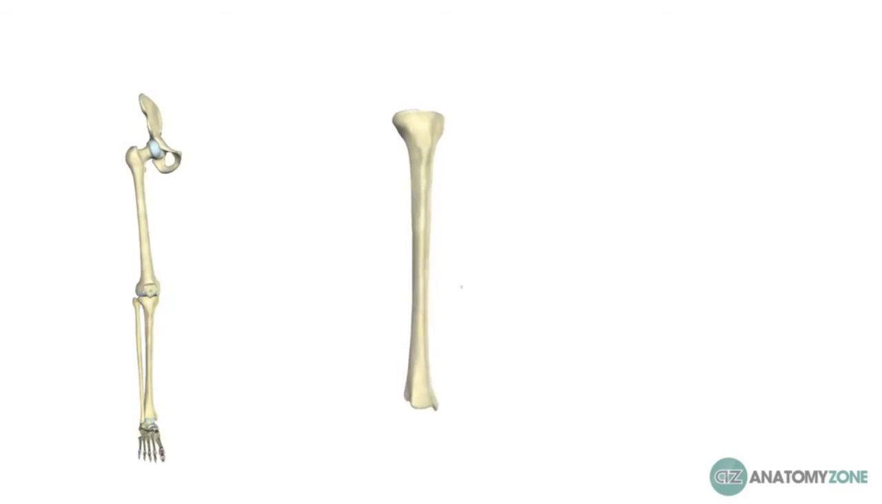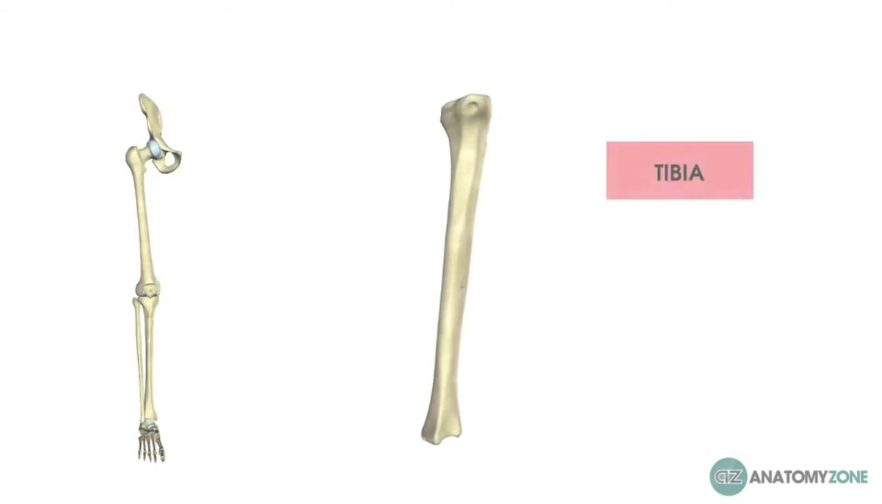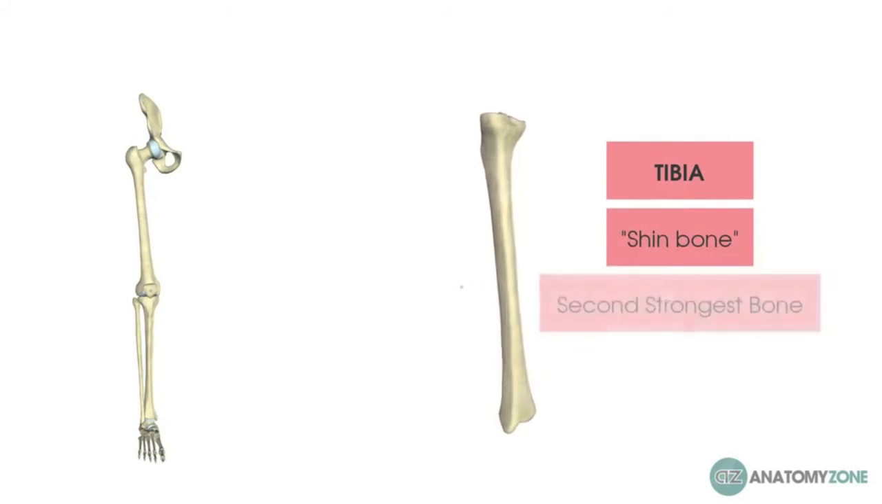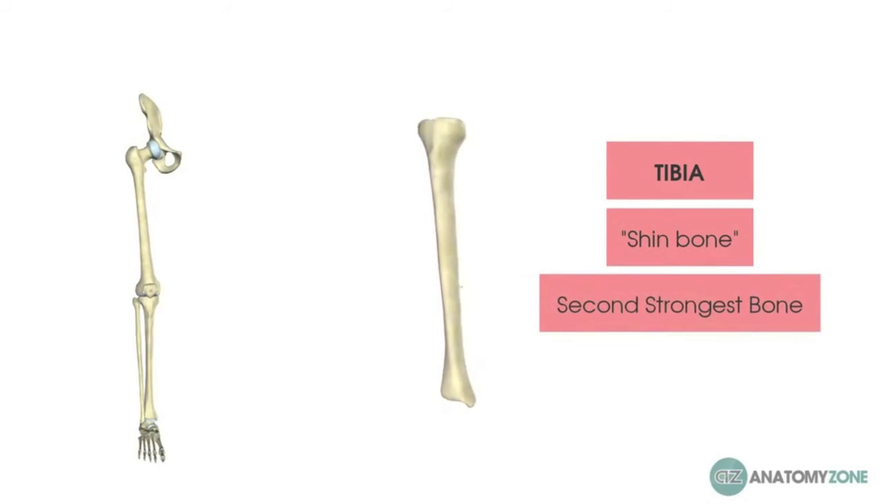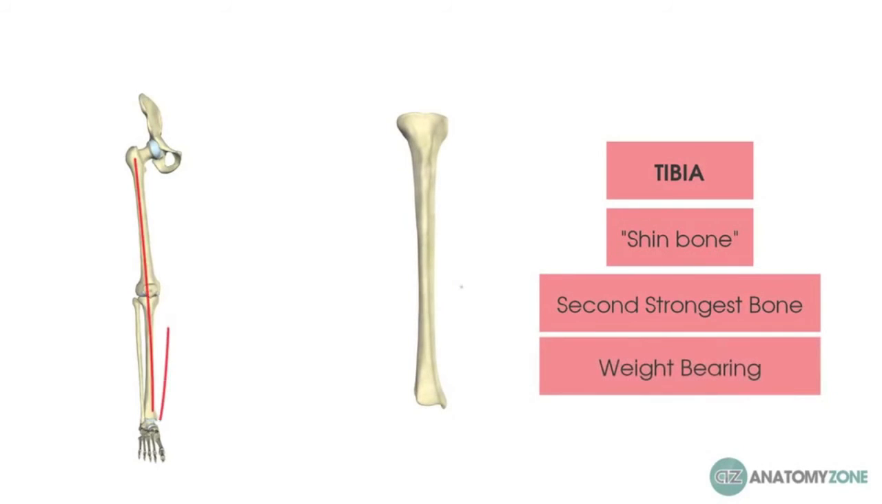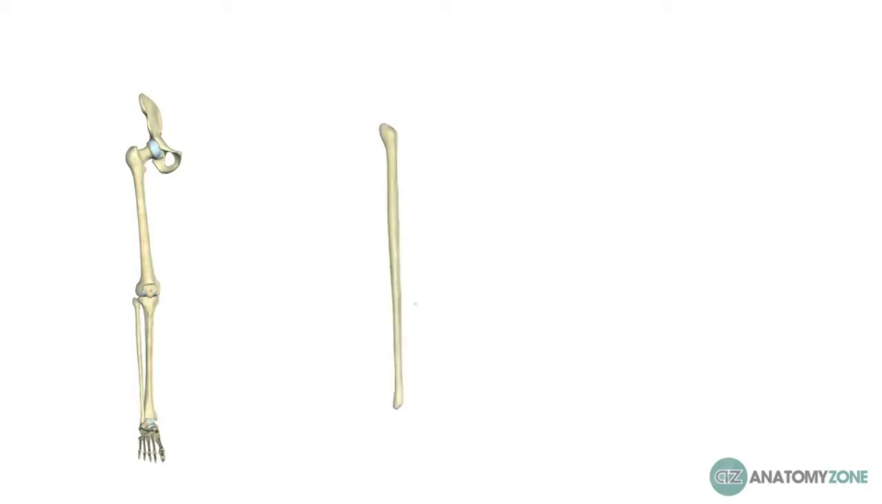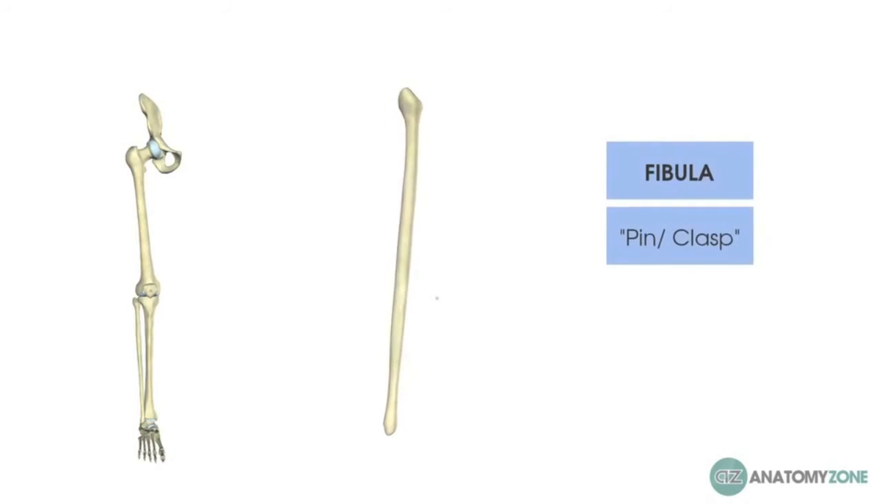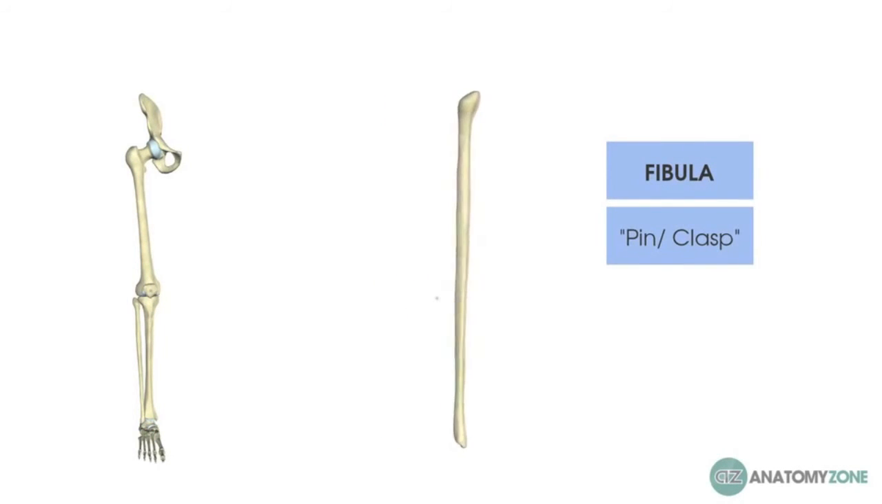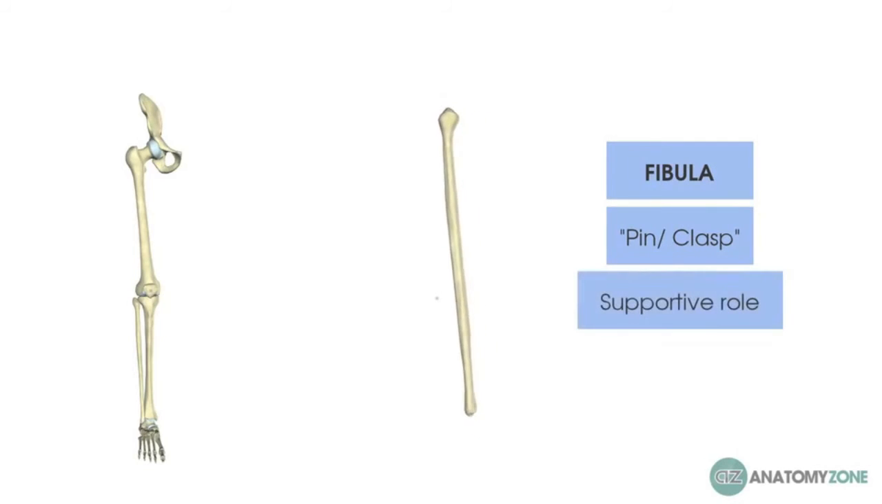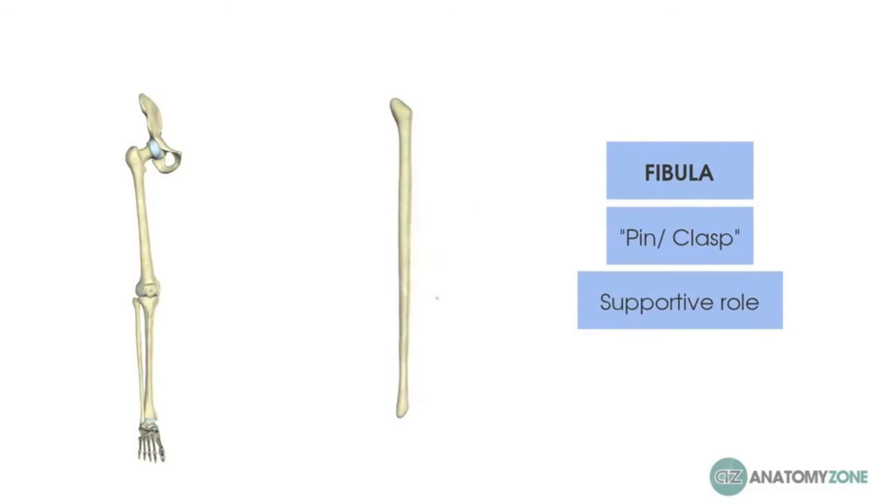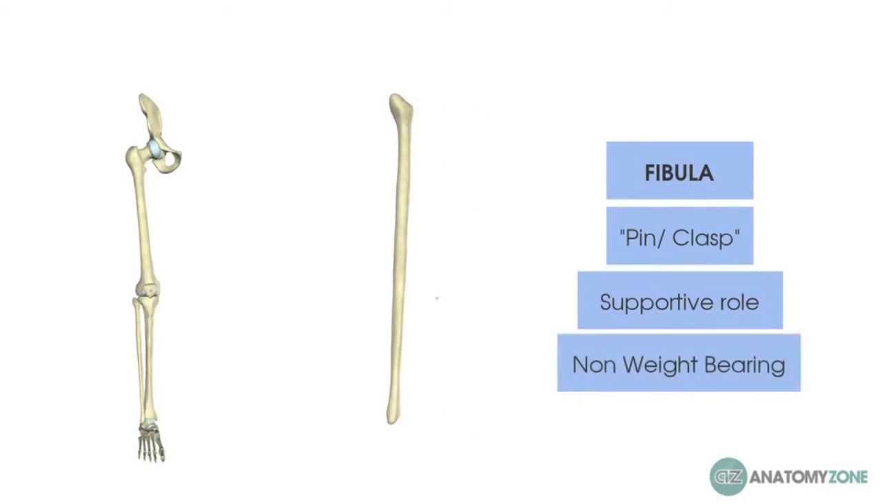The tibia, which is commonly referred to as the shin bone, is the second strongest bone in the human body, and it carries all of our weight down through and into the foot. Whereas the fibula, which is Latin for pin or clasp, provides much more of a supportive role, so it has a very insignificant role in weight bearing, and in the literature this is stated to be less than 10%.